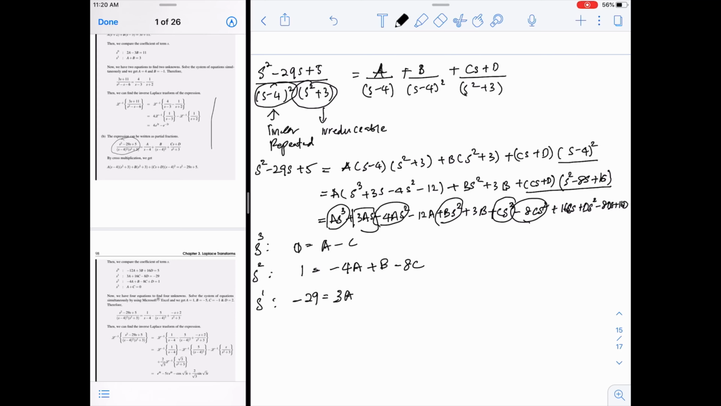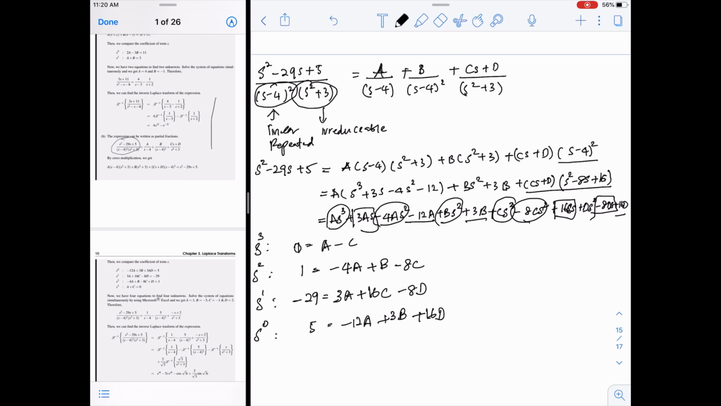3a, and then again you will have plus 16c. And then you have here minus 8d. Alright, minus 8d. And then for the constants, you will have 5 to the left-hand side, and you just get the left behind: negative 12a plus 3b, and then you have another one over here, plus 16d.